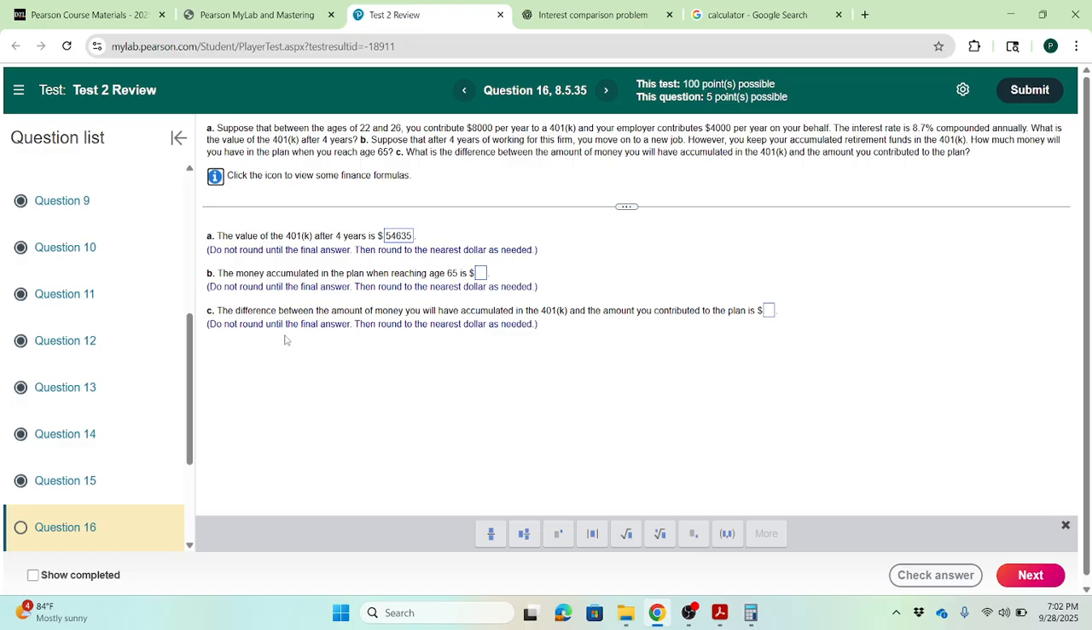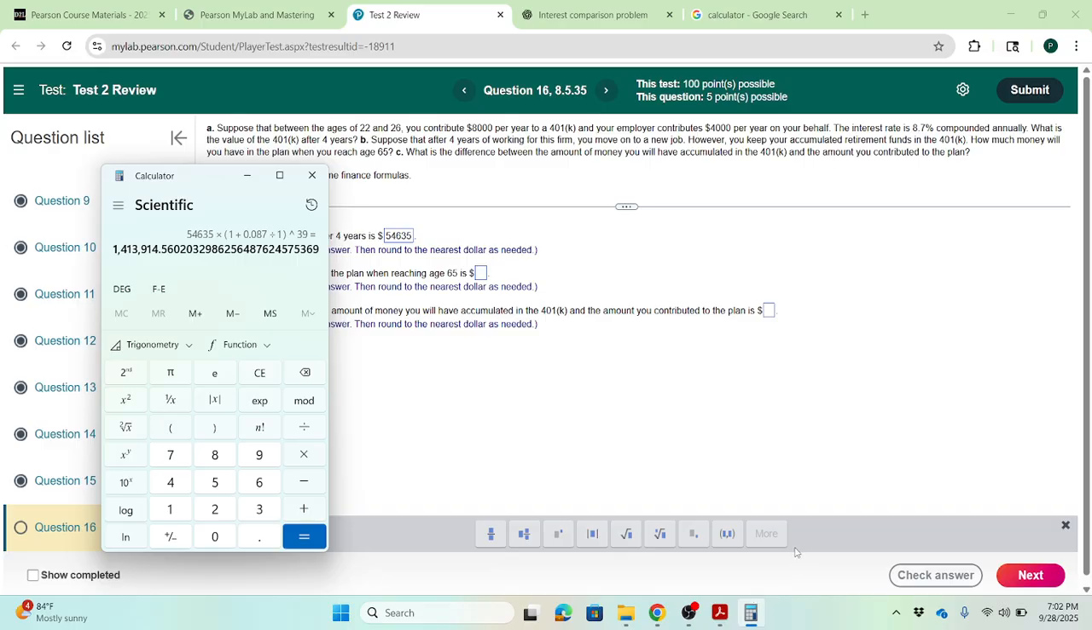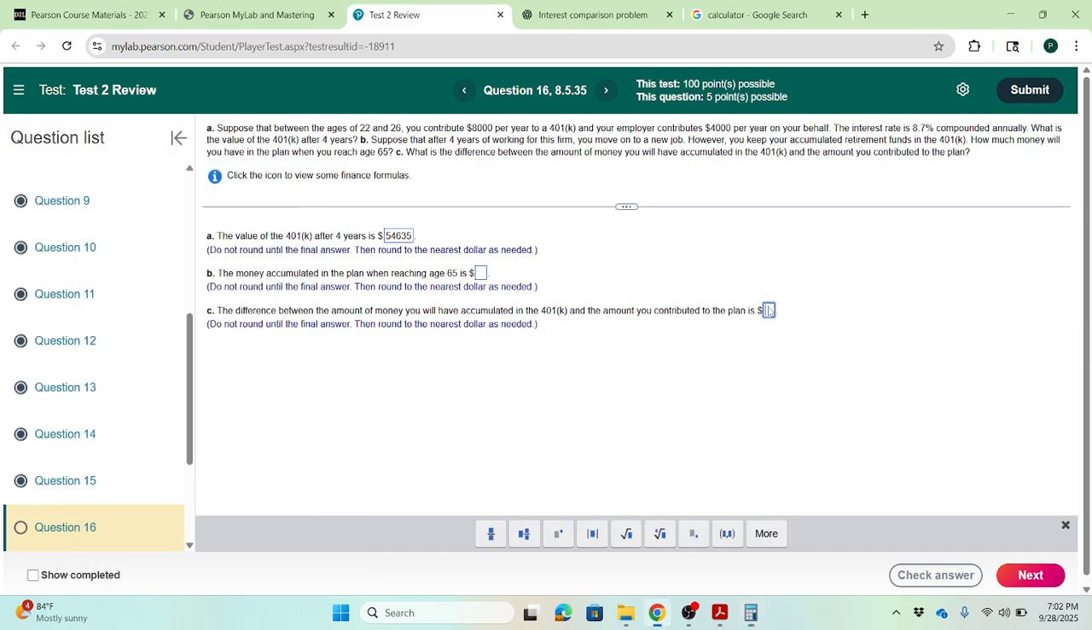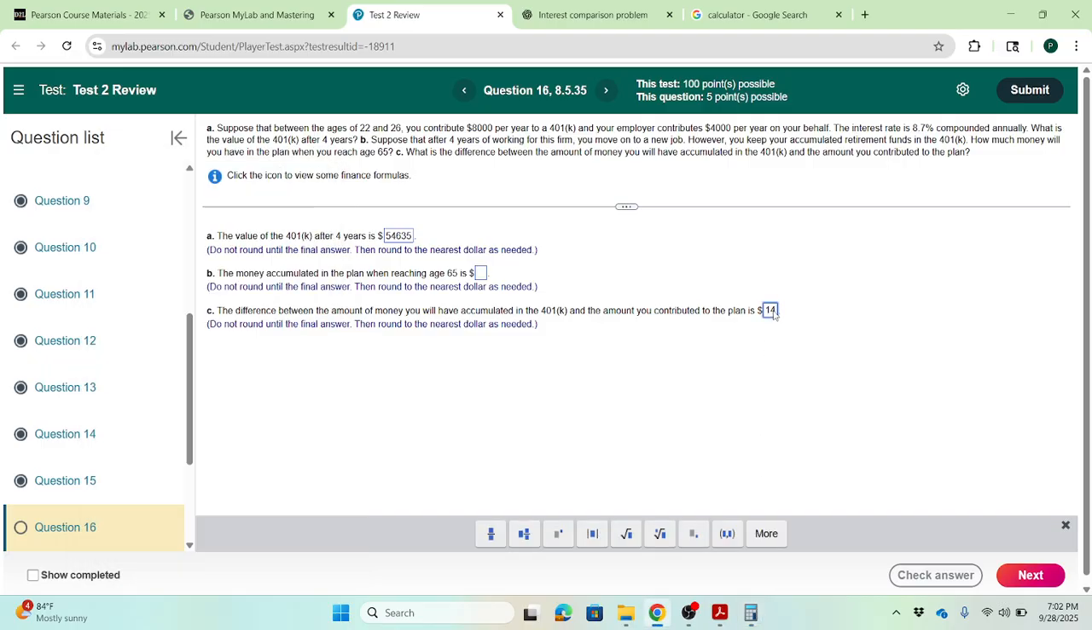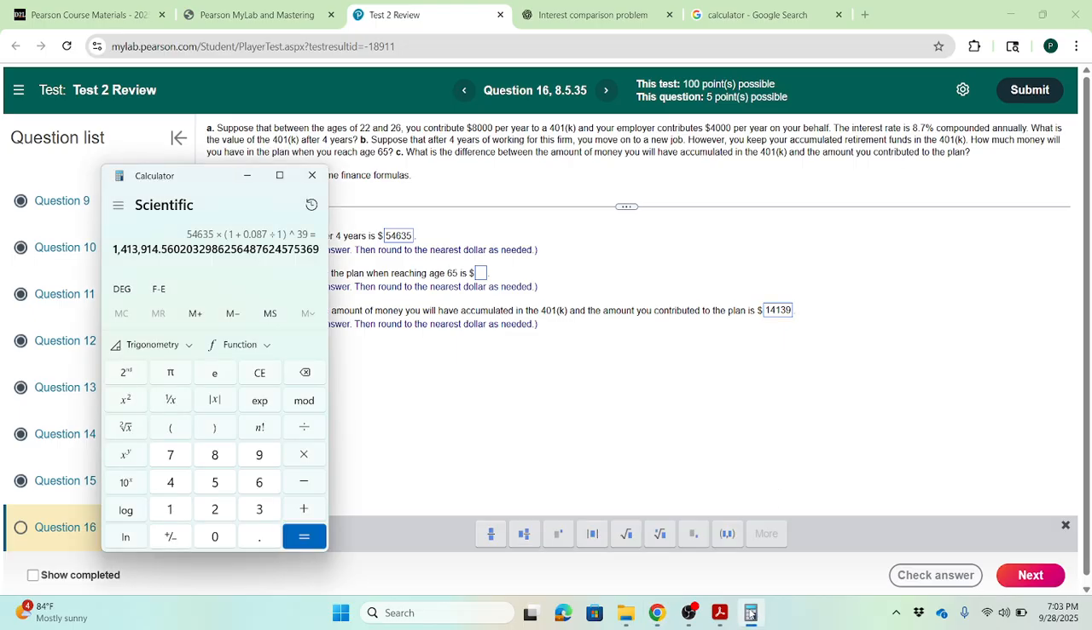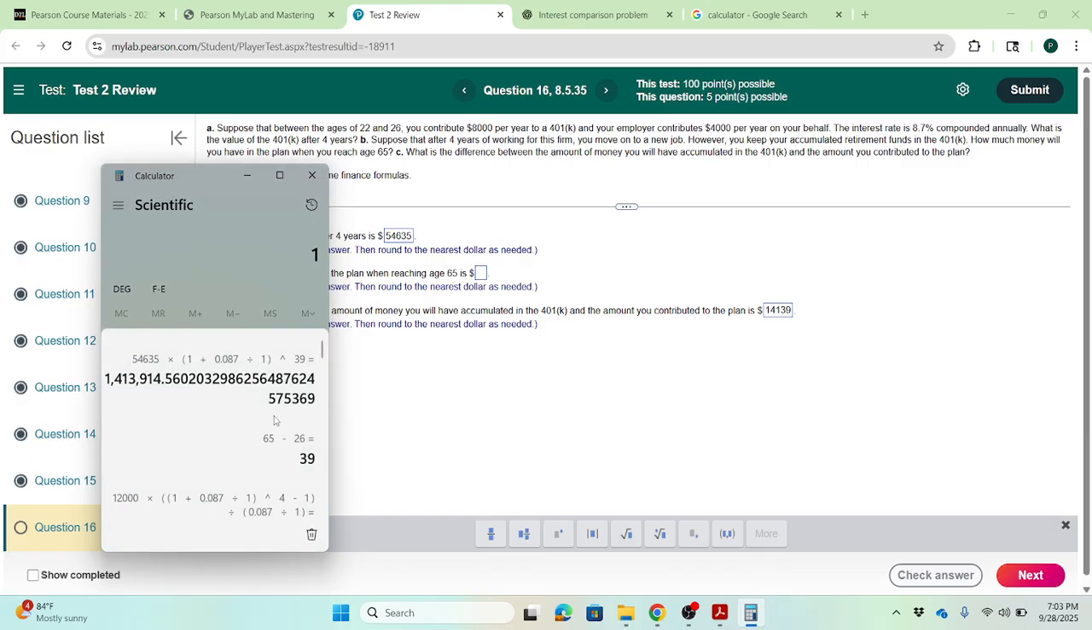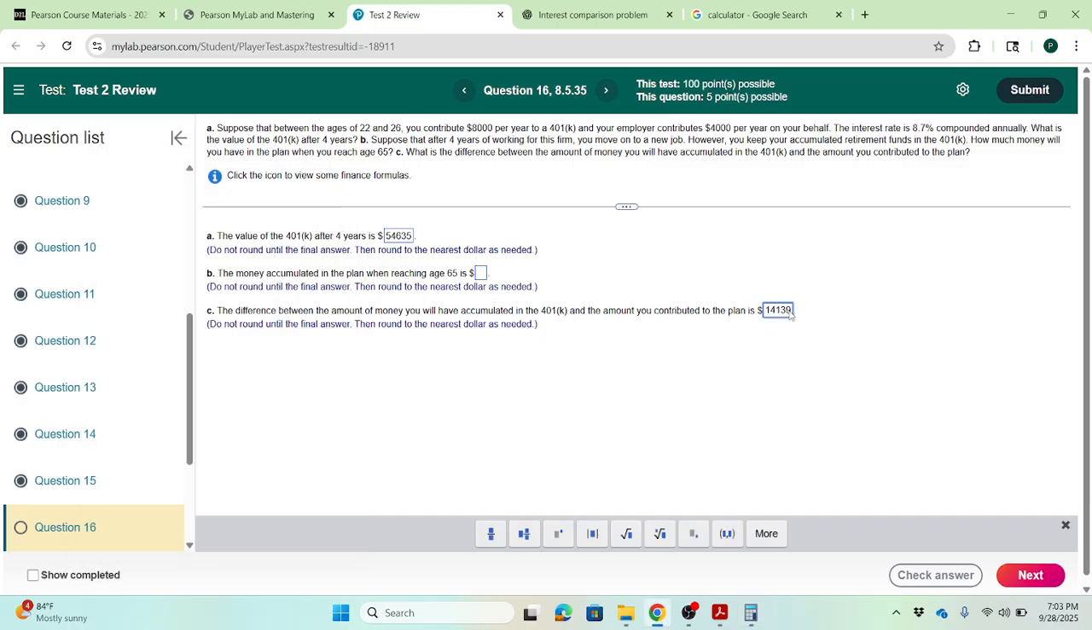So that is, if you round it to the nearest dollar, 1,413,915 dollars. 1,413,915 bucks, if you round it to the nearest dollar.